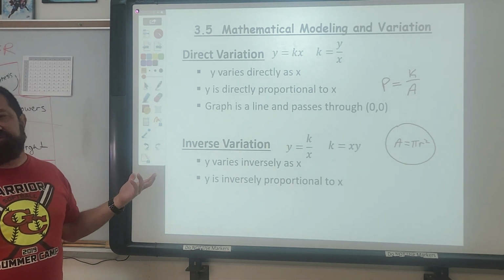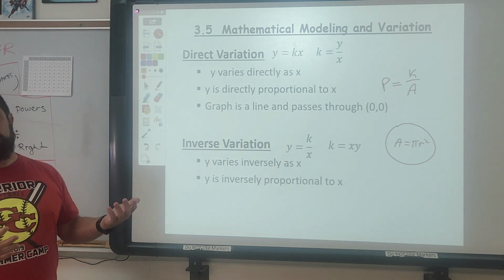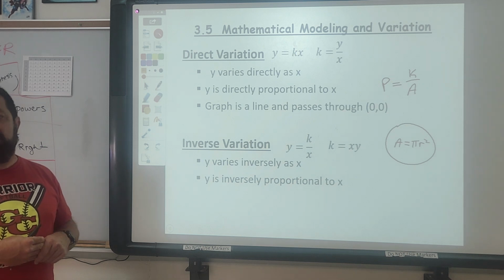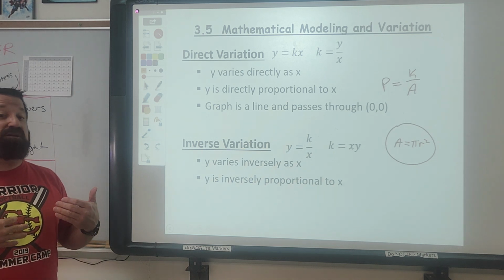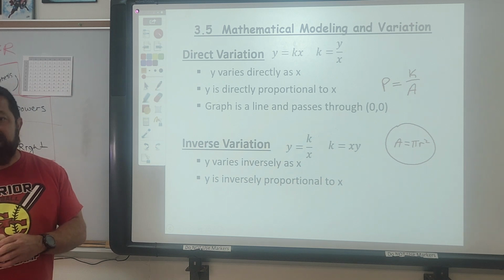There are lots of examples of those things, and we're going to be looking at combining these as well, because sometimes you can have direct variation and inverse variation going on at the same time. Or you can have direct variation not just to x, but to x to the second power or the third power. I'm going to show you some examples of that in this section.